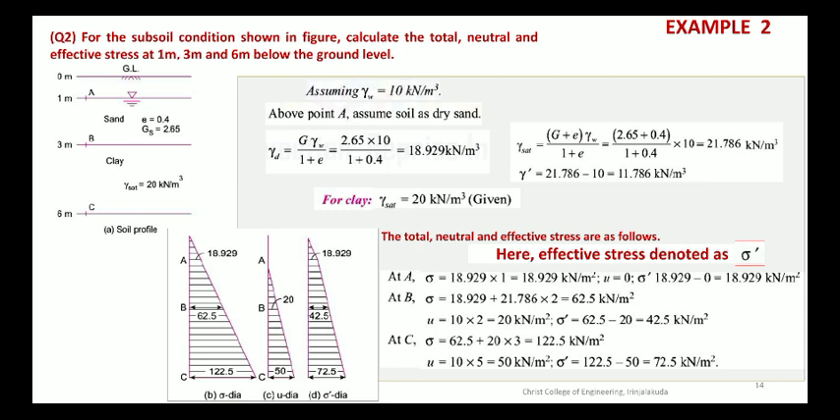In some problems they may not give the figure, so we have to draw the figure and then find out the answer. In this question they have given the figure. If you're finding the effective stress, what is the basic formula for that? Effective stress is equal to total stress minus pore water pressure.